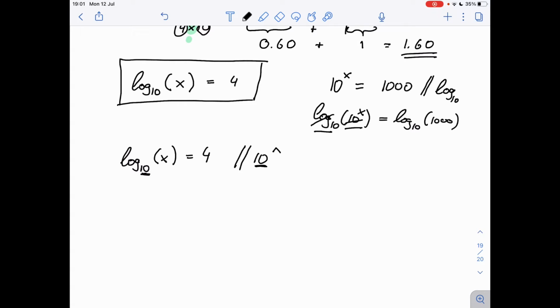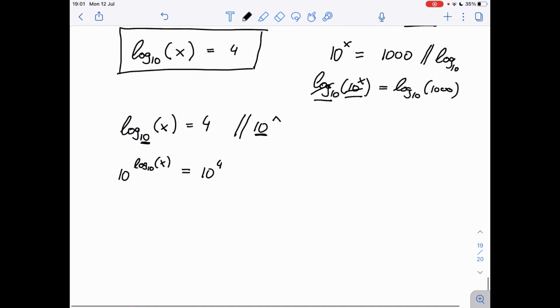So what do we get? Let's not forget, we need to do that to both sides of the equation. So we get 10 to the power of log 10 of x equals 10 to the power of 4. And we know that log 10 and 10 to the power cancel out. So these two things eliminate each other, and we have left x equals 10 to the power of 4. And that is how we can deal with something like that.